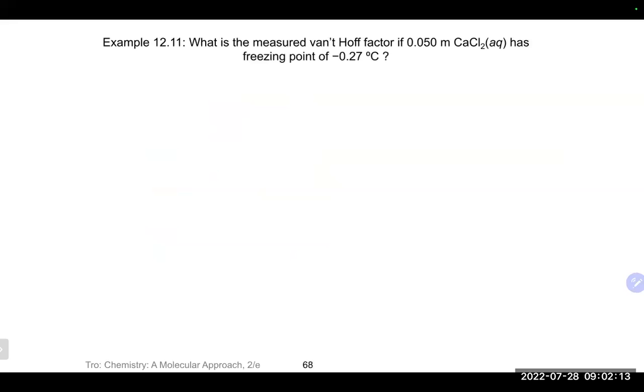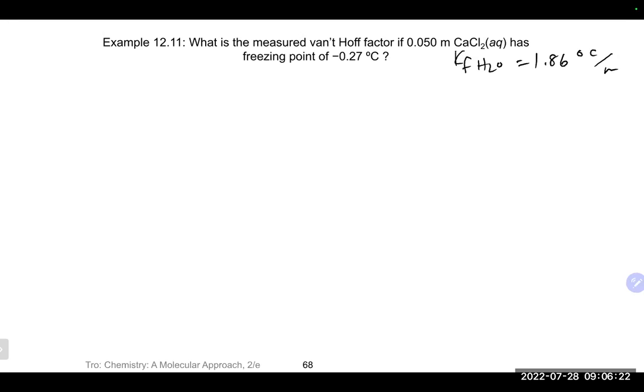Okay, so why don't you do this one? What is the measured van't Hoff factor if 0.05 molal calcium chloride has a freezing point of minus 0.27 degrees Celsius? The Kf for water was 1.86.